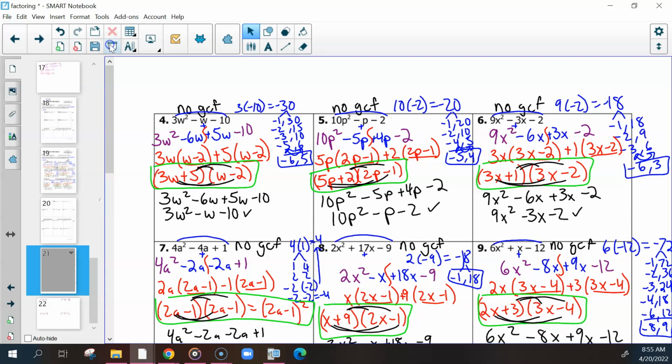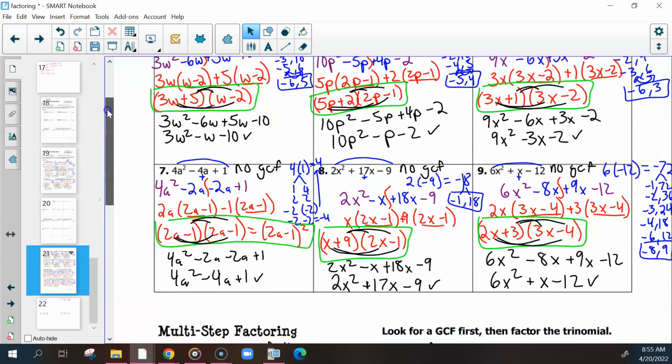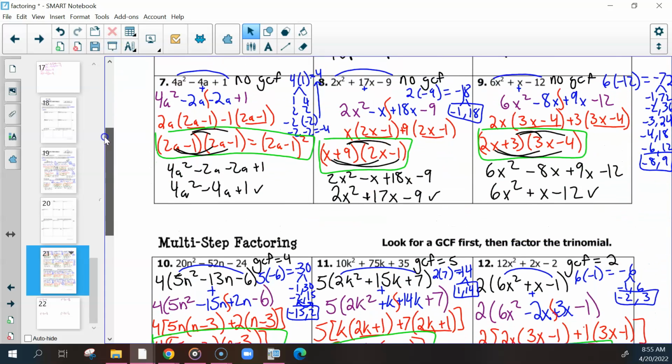And then number 7, again, there's a lot going on, so I'm going to just point out the final answers. Number 7, 2a minus 1, 2a minus 1. Or you can rewrite that, since they're both the same, as 2a minus 1 squared. 8 final factors, x plus 9 and 2x minus 1. Questions on those two?